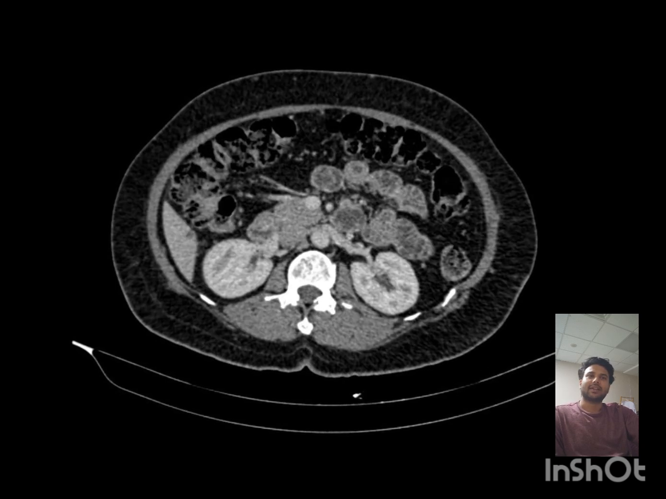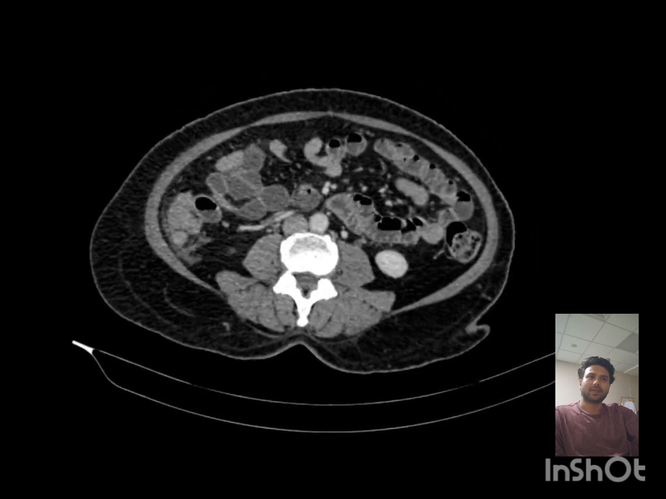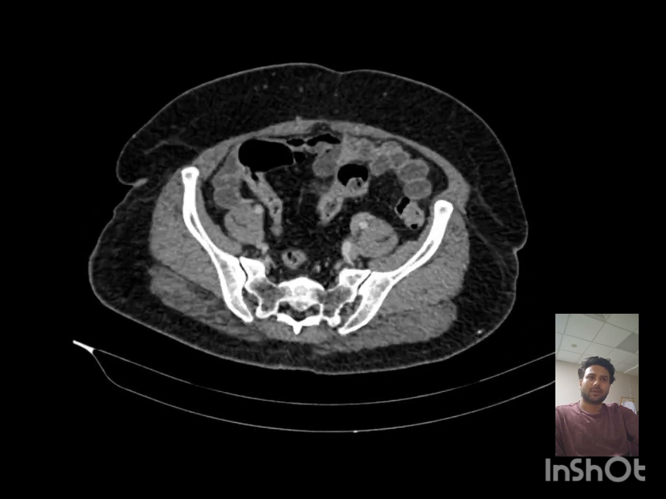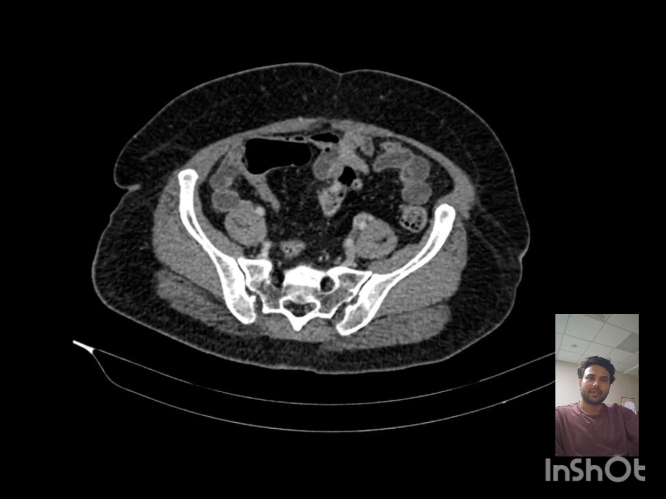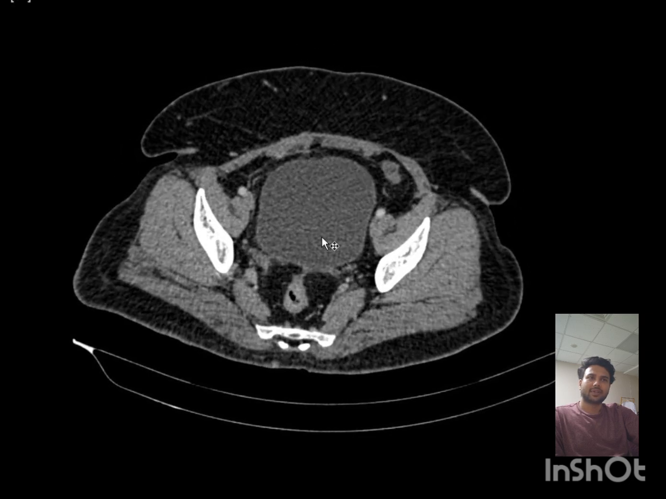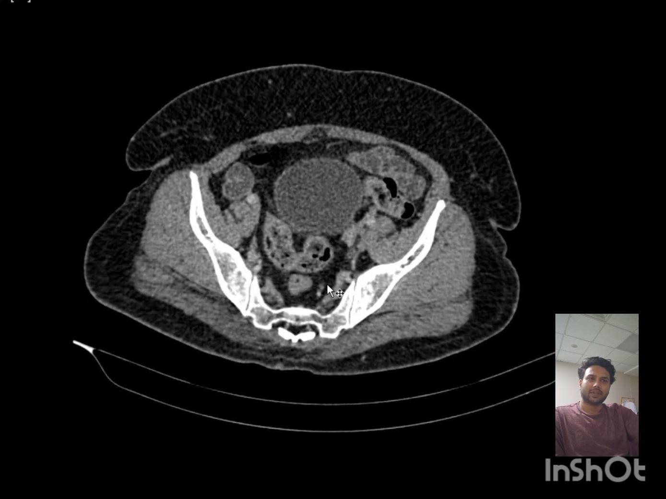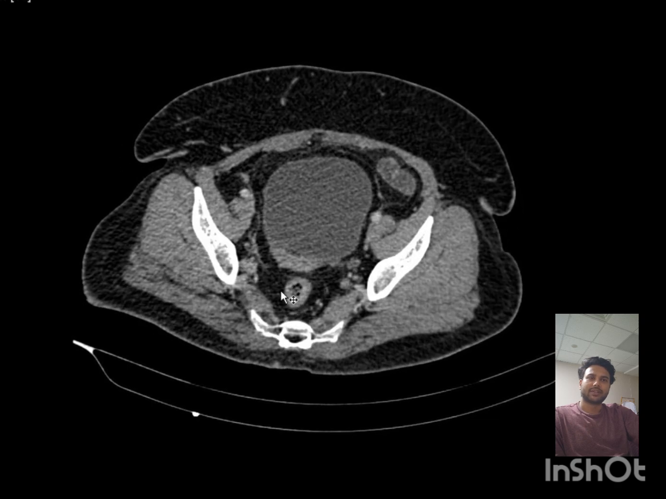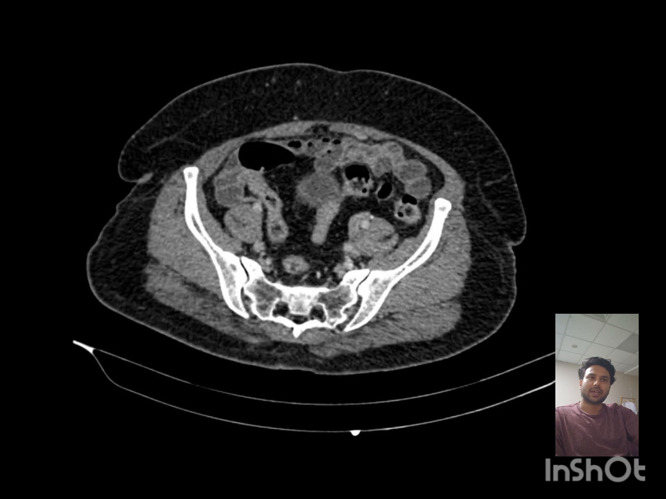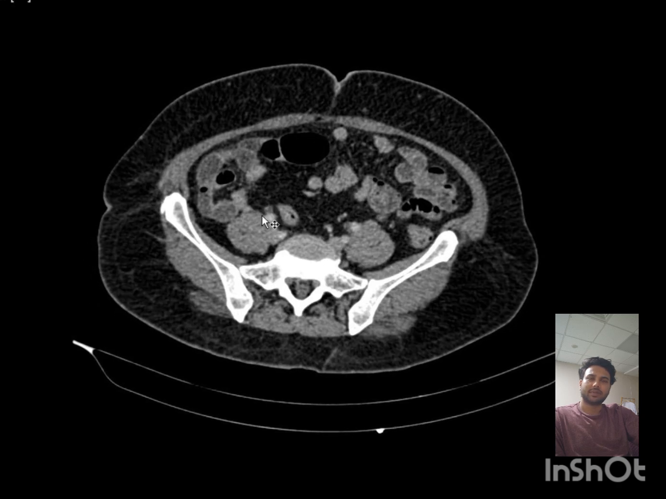So this is the CT image of the same case. As I scroll down and up, I would like to find the appendix. Right now I'm in the pelvis. You can see the centrally placed structure which is filled is the urinary bladder. Behind the urinary bladder you can see some bowel loops. This is the rectum. These are both the iliac bones, and as I come upwards I would like to look for the cecum, which lies in the right iliac fossa.